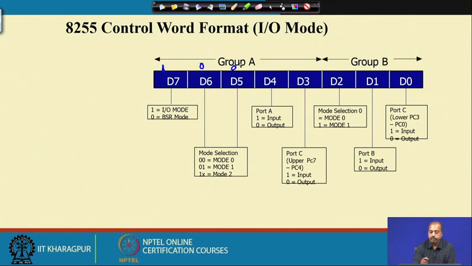Now, port A is in input mode, so this has to be 1, and port C is output mode, so that is 0. This is again mode 0, port B is also in mode 0, and this is also 0. So, the pattern that you get is 90. So, let us see what pattern we have got there.